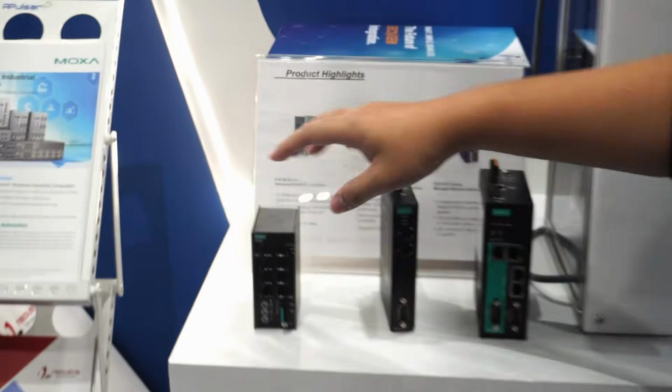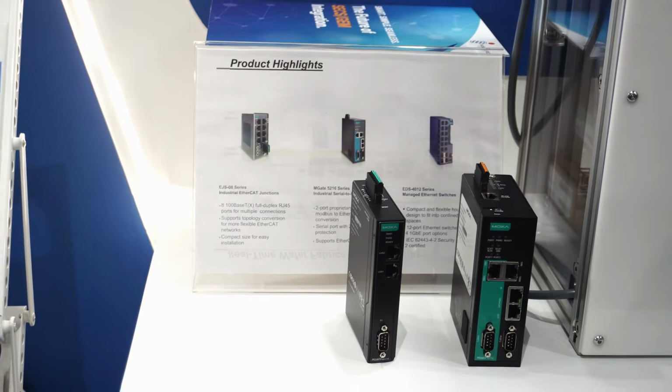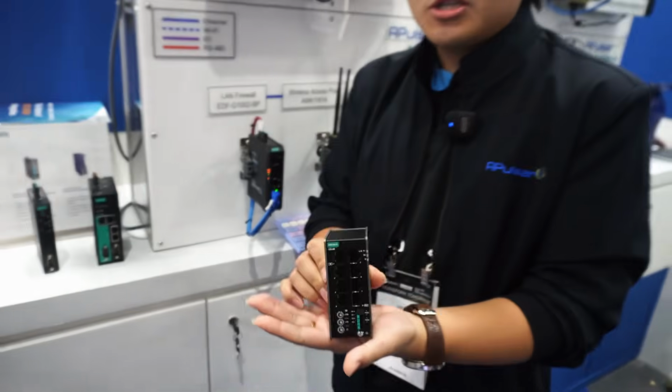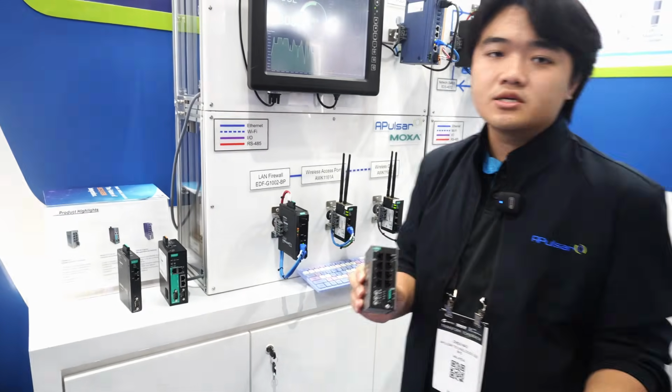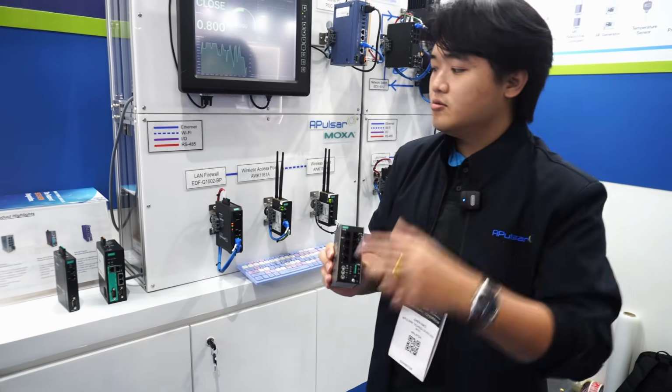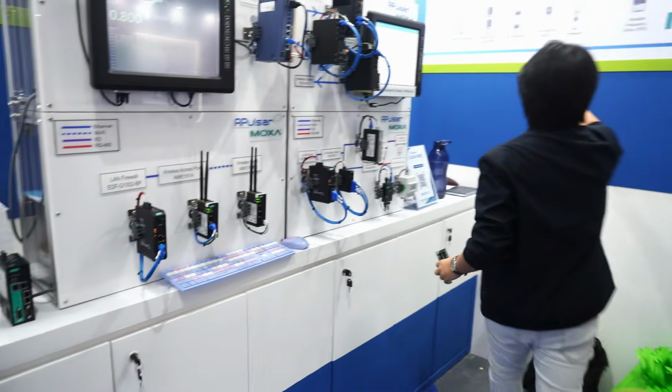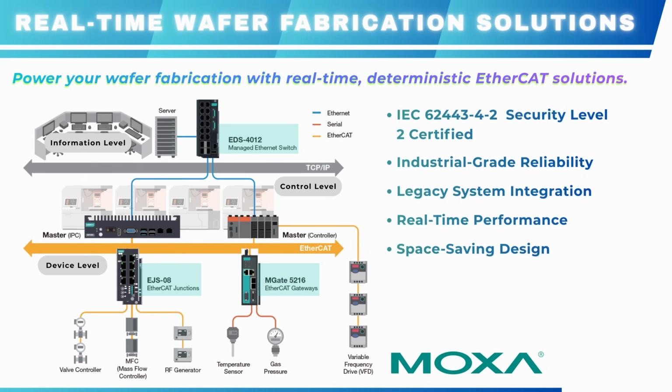So this is our main selling item today. We call it the EtherCAT junction. This will allow you to connect multiple EtherCAT devices to your server. So you can see this topology, where they are connecting multiple EtherCAT devices, then going to the server.